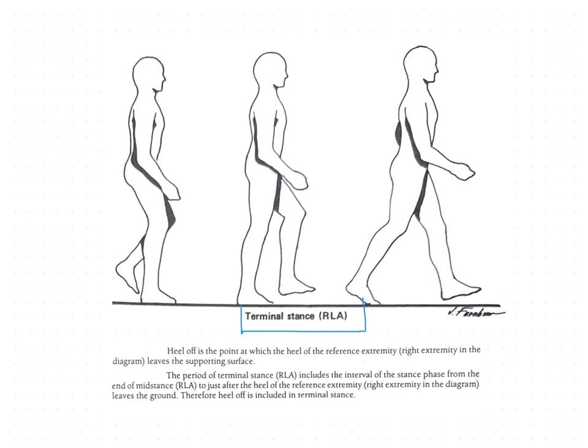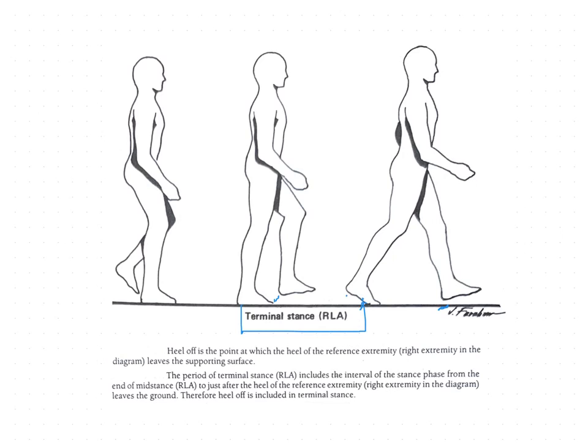Terminal stance is the period from the end of the mid stance to a point just prior to initial contact of the contralateral extremity, or following heel off of the reference extremity. So simply we can say terminal stance is the period from the end of the mid stance to the heel off. Okay, next one is called as toe off point.